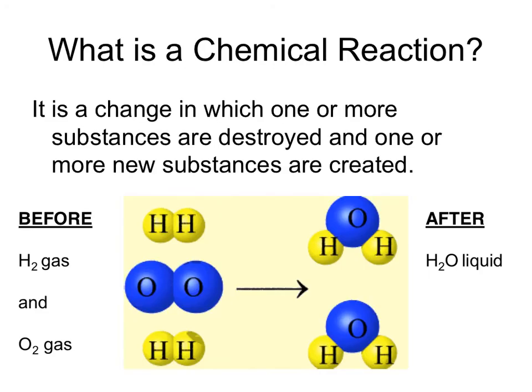So a chemical reaction is any change in which one or more substances are destroyed or broken down and one or more new substances are made. Okay? So you have to start with something and then it must become something different. Chemical reactions occur whenever a chemical change occurs because you are creating something new.